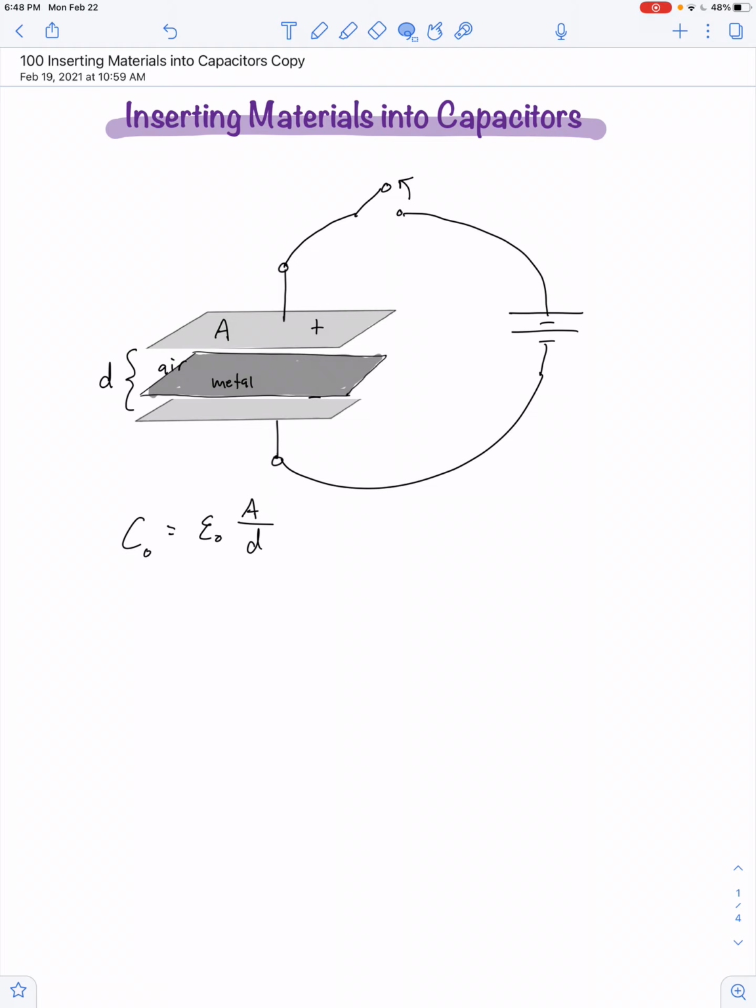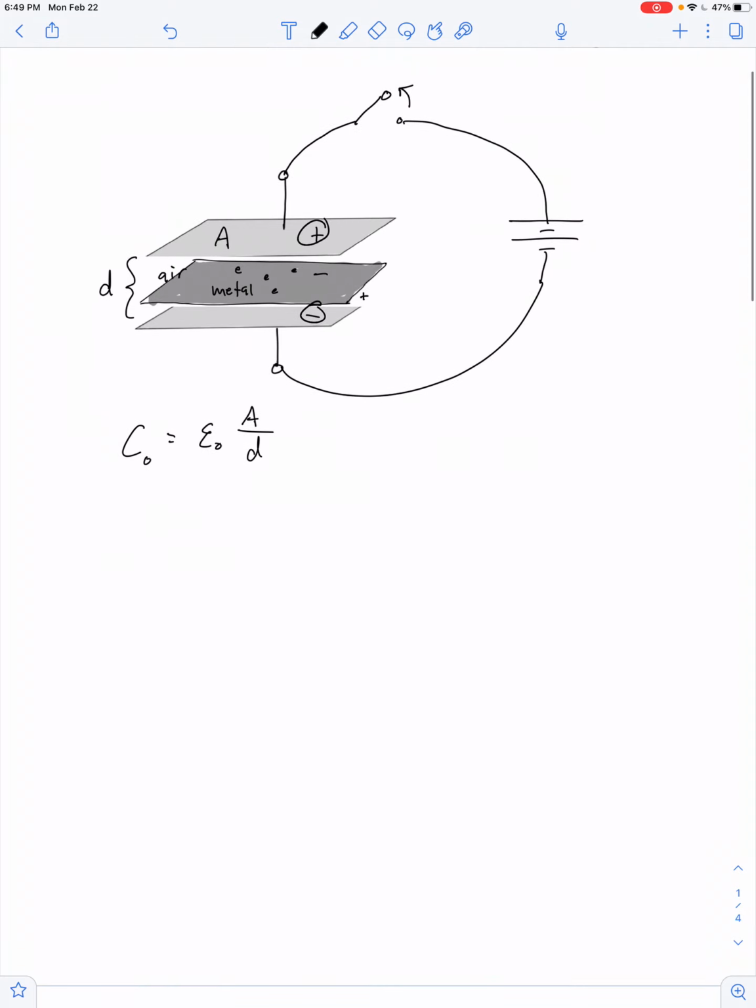After all, because it's metal, it has free electrons, and those free electrons are going to accumulate across the top surface of this thin metal sheet because they're attracted to the positive and repelled by the negative. And so the thin metal sheet has a negative surface charge density across the top and a positive surface charge density across the bottom. So effectively, it's as if there are now two parallel plate capacitors connected in series. They have the same area A, but each one has a separation of D over 2.